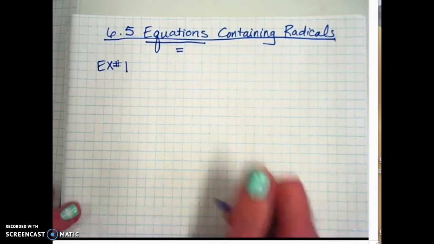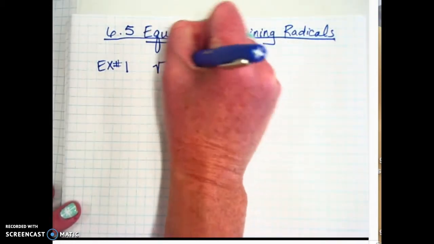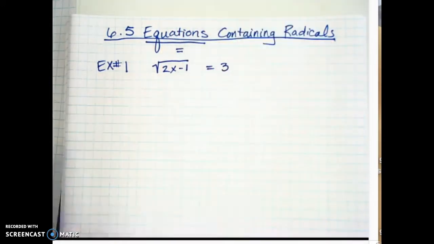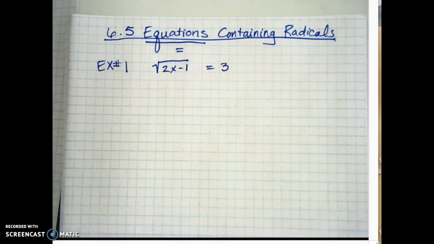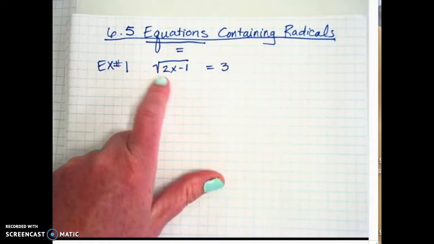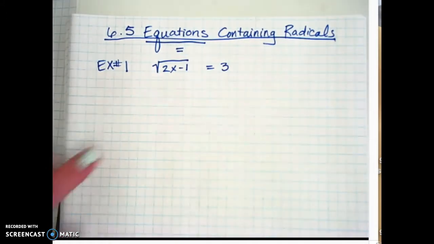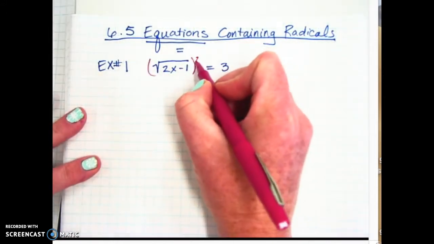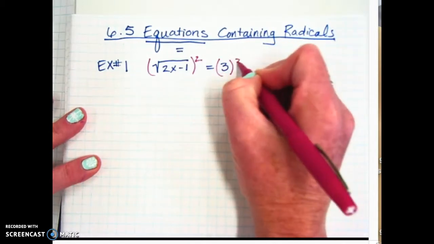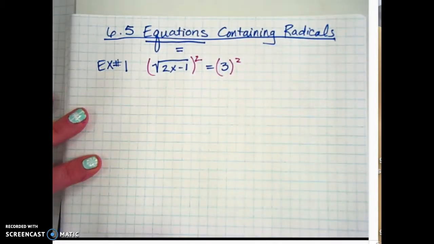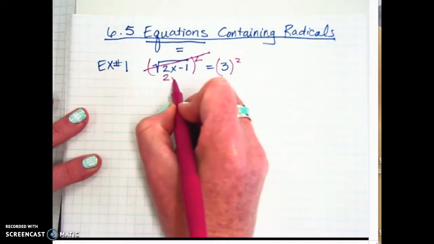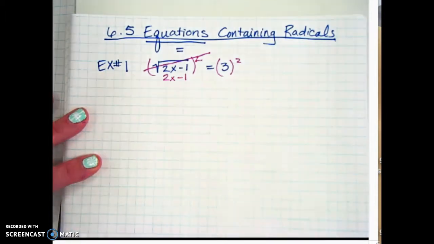Okay? So example number 1, we're going to start with the square root of 2x minus 1. We're going to set it equal to 3. All right? So on the left, we've got that square root. What's the inverse operation of square root? Squaring. So we're going to square this side, and if we square this side, that means we have to square this side. These are inverse operations, and they cancel each other out, leaving us with just 2x minus 1 on the left.